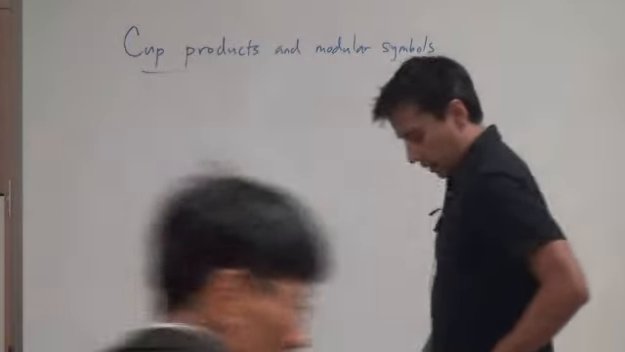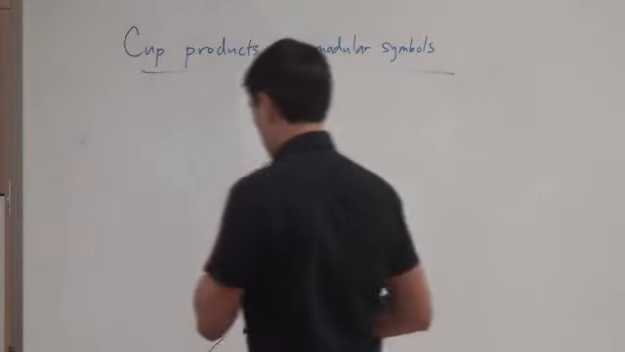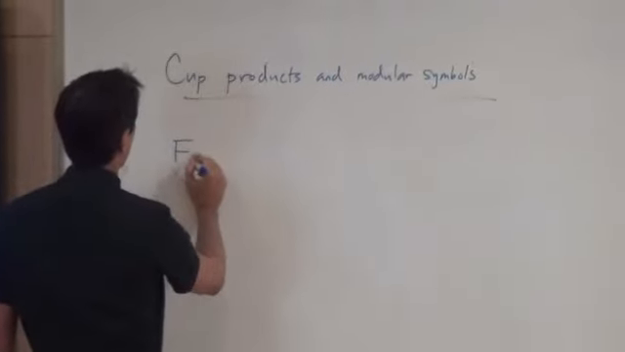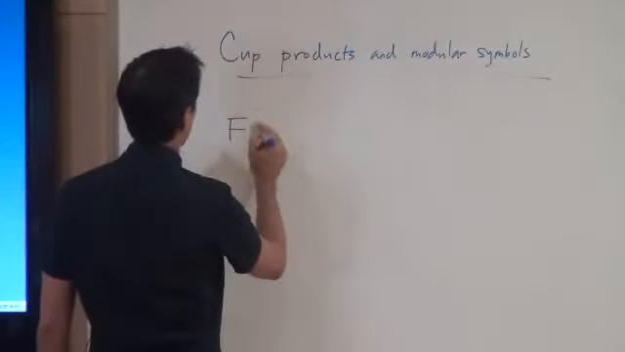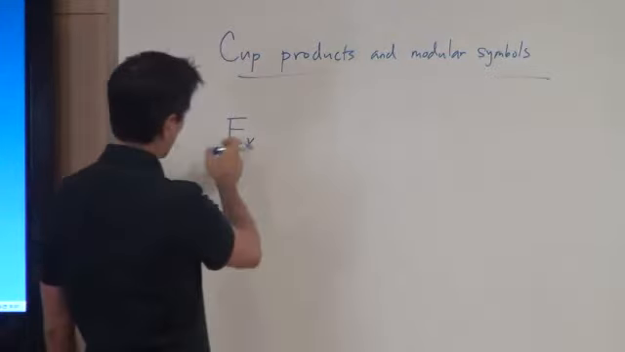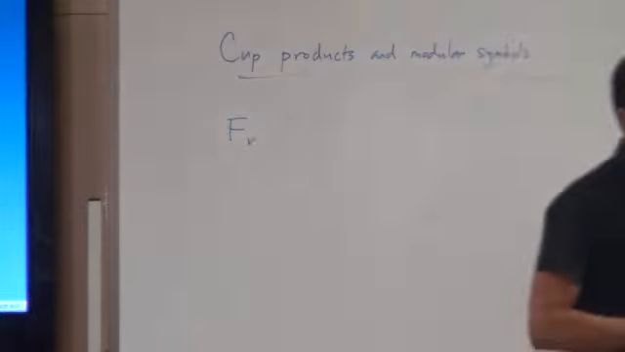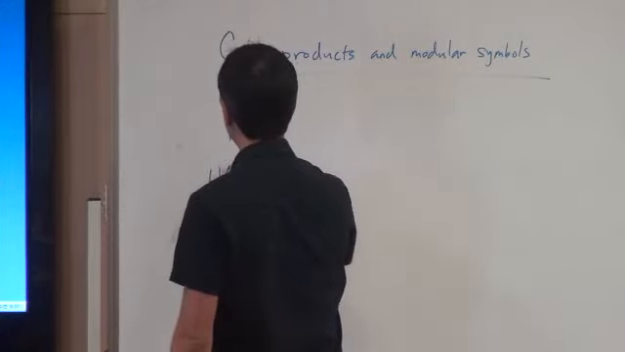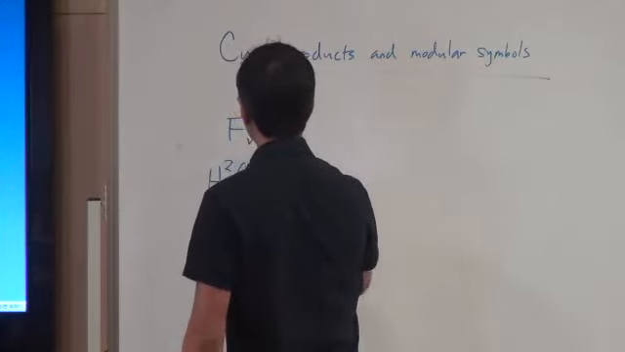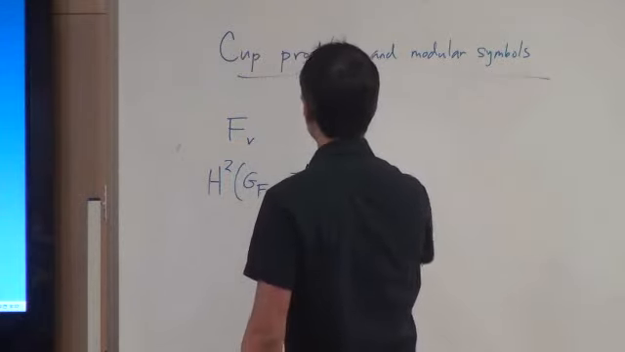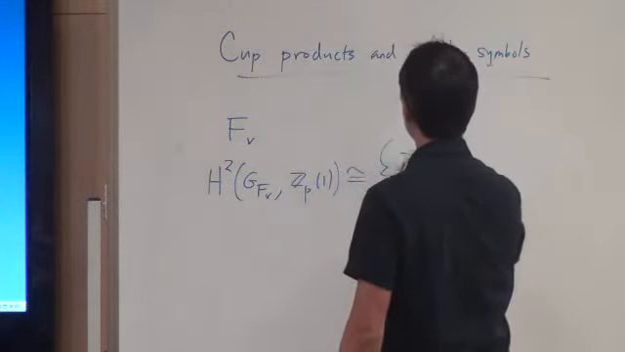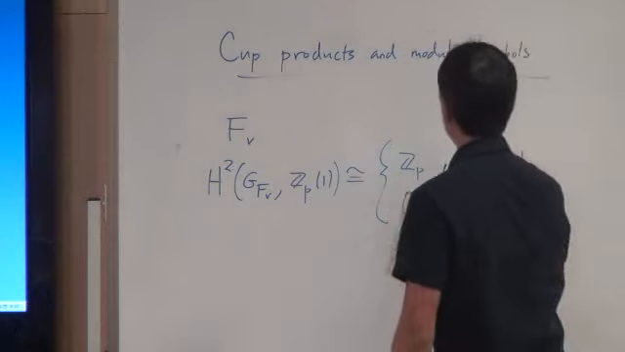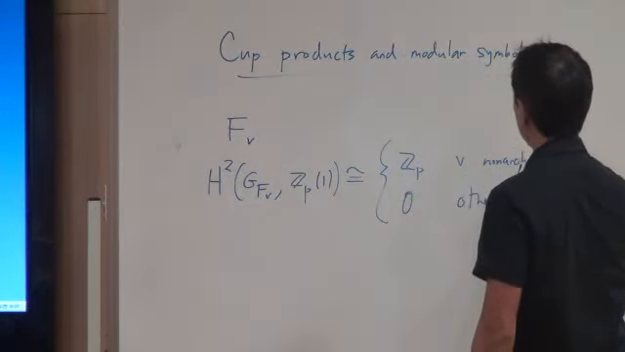So, one thing I should correct is something I said last time about cohomology. If F_v, in the notation from last time, is a completion of a global field of characteristic not p at a prime in my set S, then H^2 of the absolute Galois group with coefficients in Z_p(1) is actually Z_p if v is non-Archimedean and zero otherwise. So there's no Z mod 2Z case.